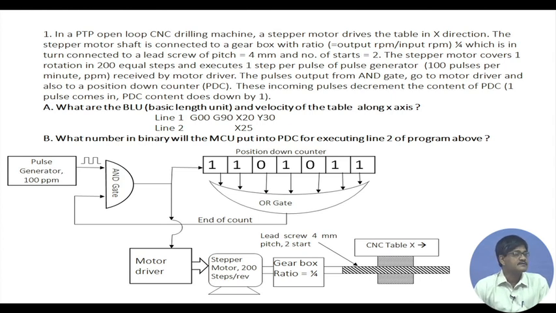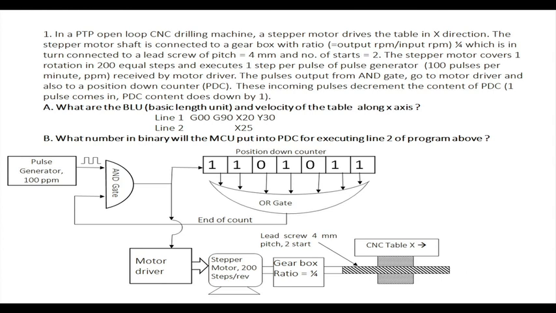The stepper motor covers one rotation in 200 equal steps and executes one step per pulse of the pulse generator. The pulse generator frequency is 100 pulses per minute, received by the motor driver. The pulses output from the AND gate go to the motor driver and also to a position down counter.